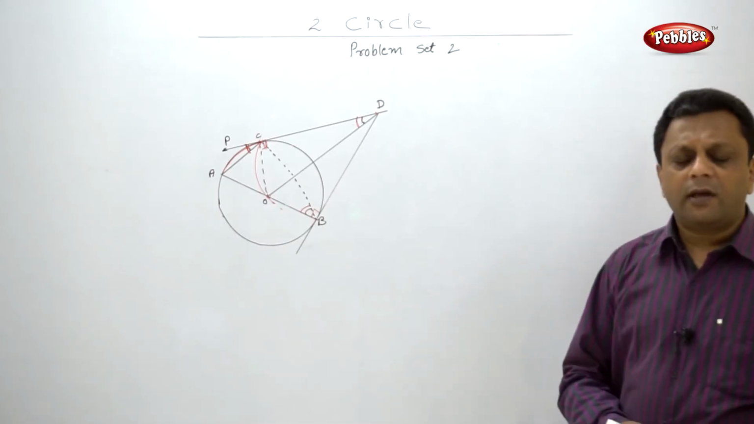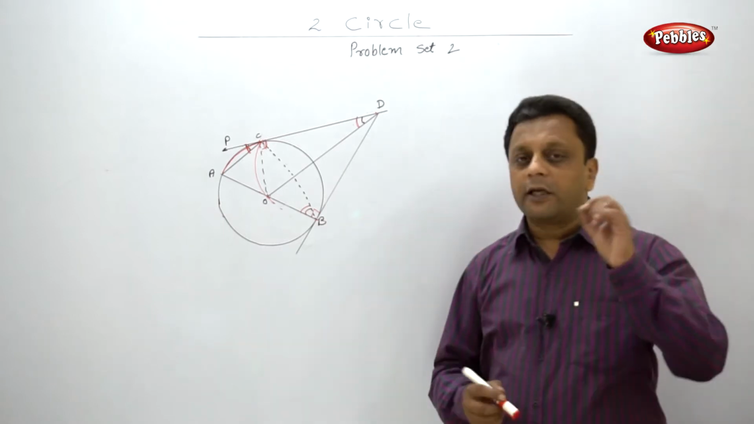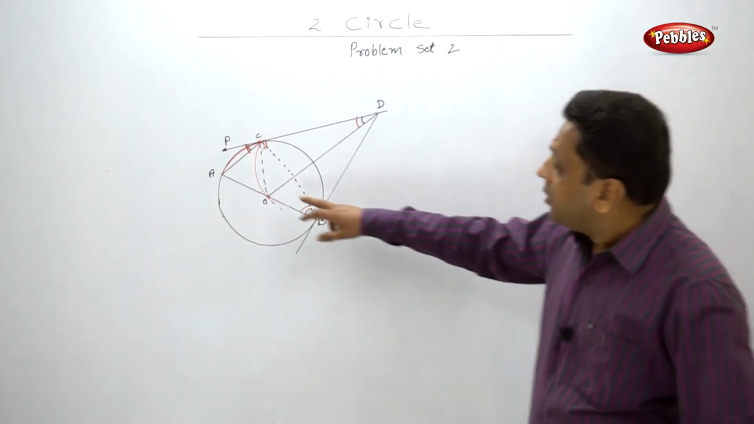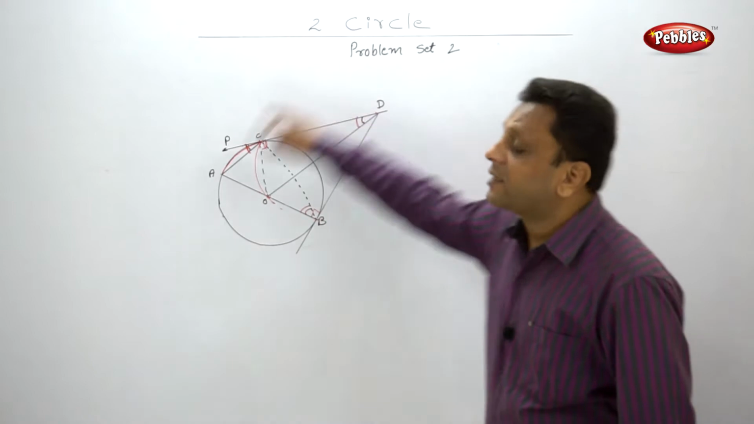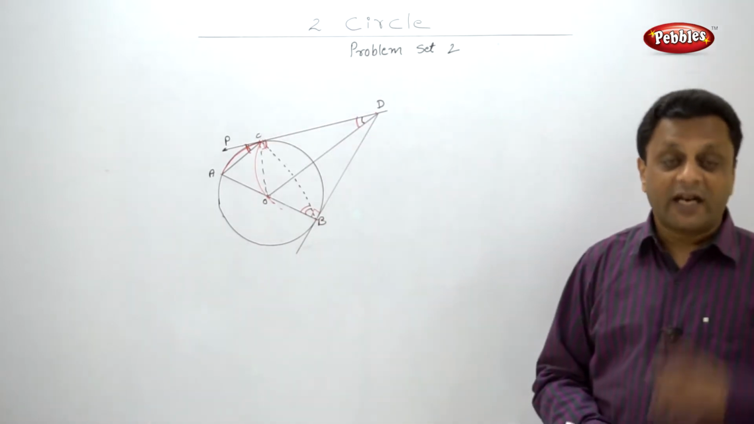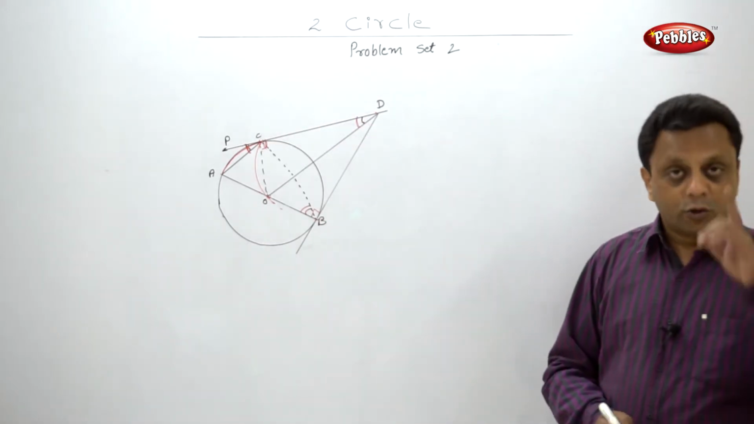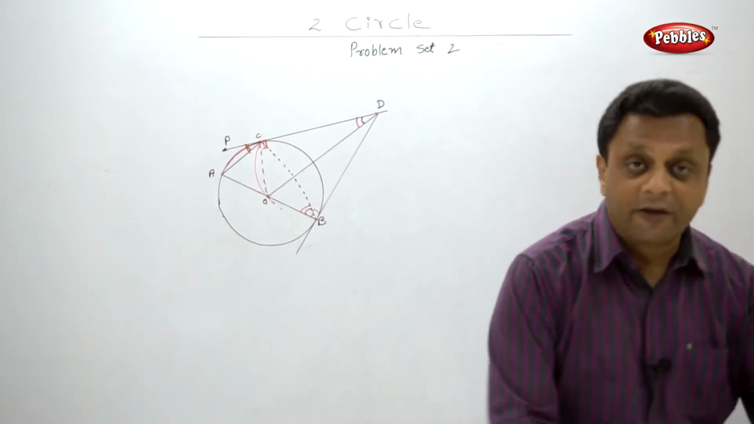This example actually is simple but a little bit confusing because here this quadrilateral, that circle is not drawn. That is why it is confusing. So let us understand this problem right from the beginning.